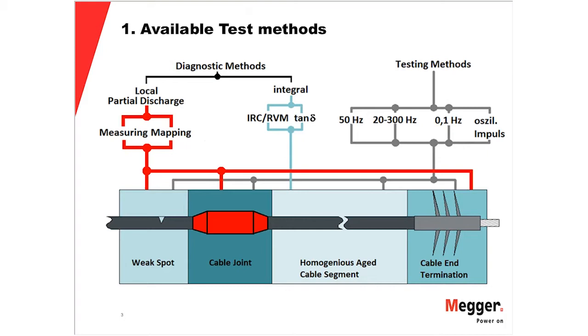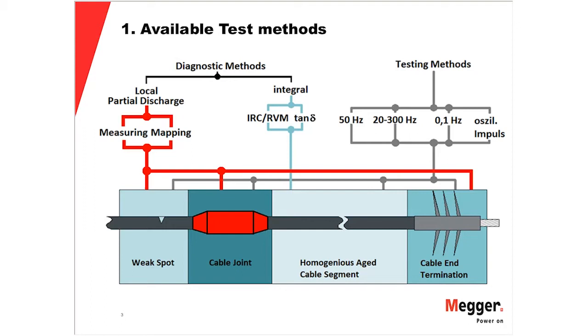If you go then to the right-hand side from partial discharge, we have so-called integral diagnostics methods, and one of these integral diagnostic methods is Tangens delta. In contrast to partial discharge, Tangens delta will give you a value over the whole circuit under test. So Tan delta will give you an indication about the insulation of your total circuit, but will not be able to localize the weak spots.